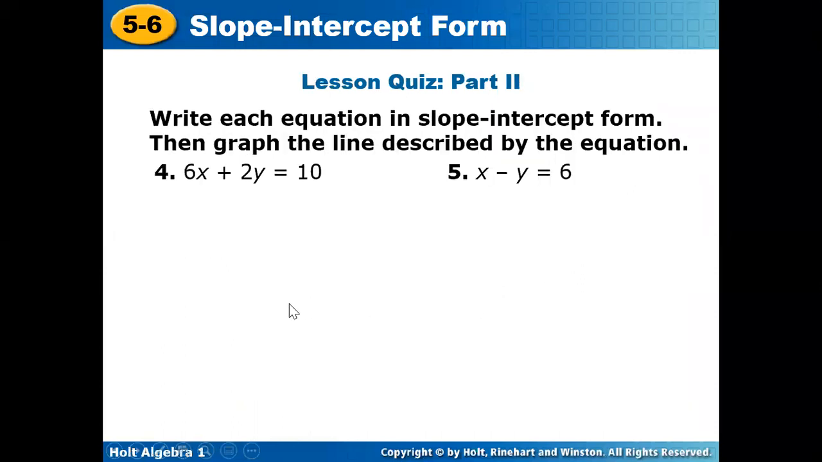And now perform these operations. Here, you need to solve for y, and that will give you the equation in slope-intercept form. And then you're going to graph it. Same thing here, solve for y. You want to get this y by itself. In this one, don't forget, this y has to be positive. So it's best to move the y over here and then move the 6 over here. So pause the video and do that.